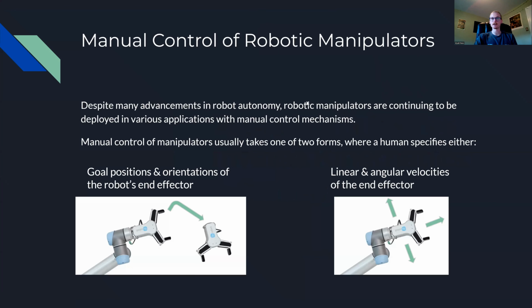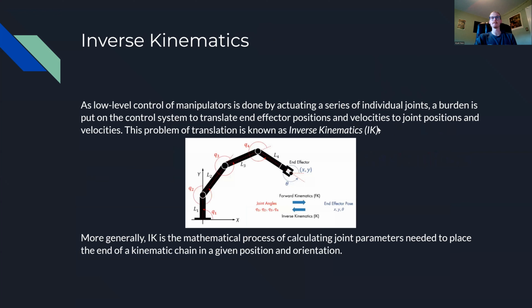Despite advancements in autonomy, robotic manipulators continue to be deployed with manual control mechanisms, where an operator either specifies a goal position and orientation or velocity of the end effector. However, low-level control of robots is done by actuating individual joints. So we must put a burden on the control system to translate end effector positions and velocities into joint positions and velocities. This translation is known as inverse kinematics, or IK.